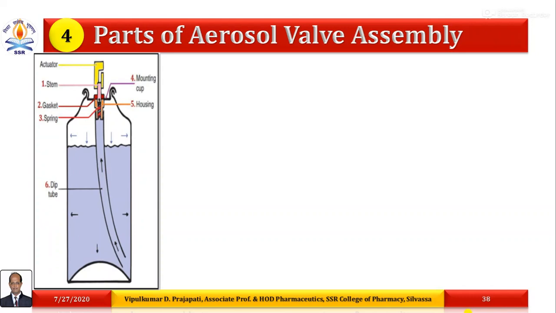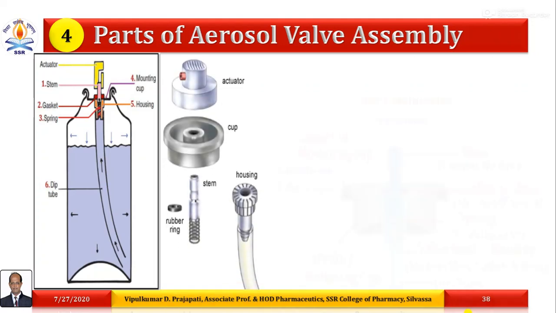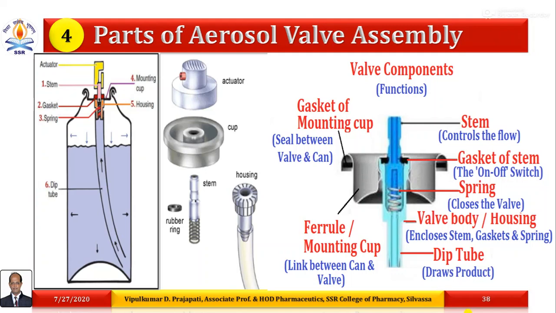What are the parts of an aerosol valve assembly? As the image indicates, there are different parts of the aerosol valve assembly. The first one is stem, second gasket, third spring, fourth one is mounting cup, fifth one housing, and sixth is dip tube. Actuator is also connected above the stem, but it is separate.